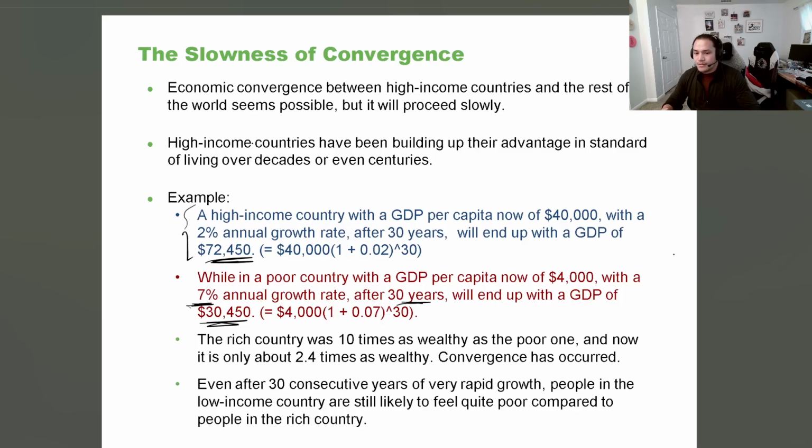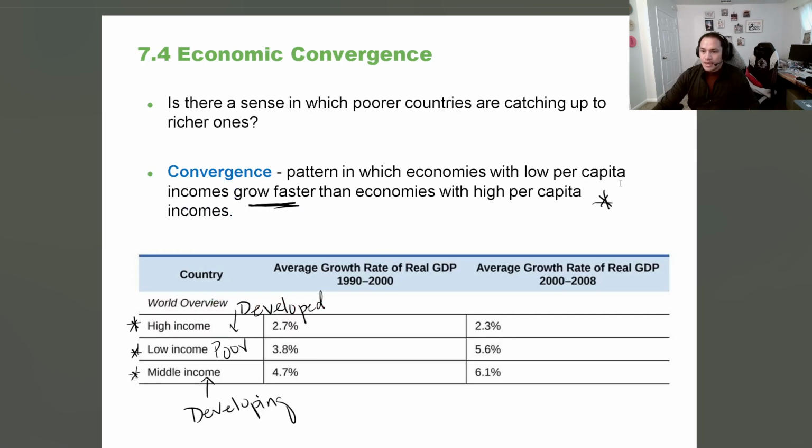Huge increase in standard of living, but not yet even pushing up to the starting GDP per capita of the high-income economy. And so it's very important that when we're thinking about convergence, we recognize that all we're talking about is the relative pace at which these economies are growing. Not the fact that they're going to be the exact same standard of living at the end of it, just the relative growth rates here. And so those are the things you want to keep in mind when talking about convergence.